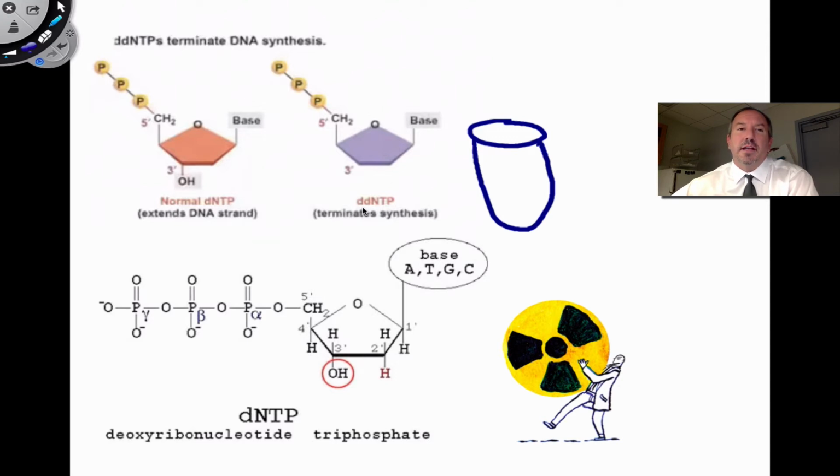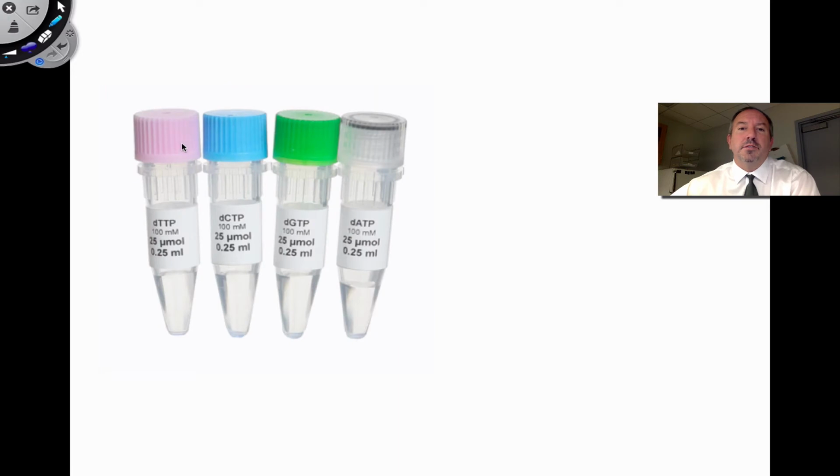It's sort of like this is the one that's going to stop the termination, or actually cause the termination to occur. He wanted to label that using radioactivity. And so that's important in terms of noticing what's going on in the reaction. And so this is what the dNTPs look like when you order these in the mail. They're kind of like a clear liquid.